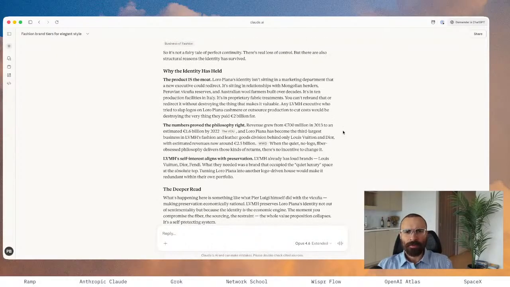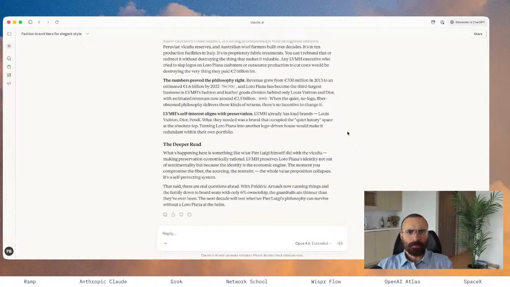The product is the moat. It isn't sitting in a marketing department that a new executive could redirect. It's sitting in relationships with Mongolian herders, Peruvian vicuña reserves, and Australian wool farmers built over decades. It's in 10 production facilities in Italy. It's in proprietary fabric treatments. You can't rebrand or redirect that without destroying the thing that makes it valuable. Any LVMH executive who tried to slap logos on Loro Piana cashmere or outsource production to cut costs would be destroying the very thing they paid $2 billion for.